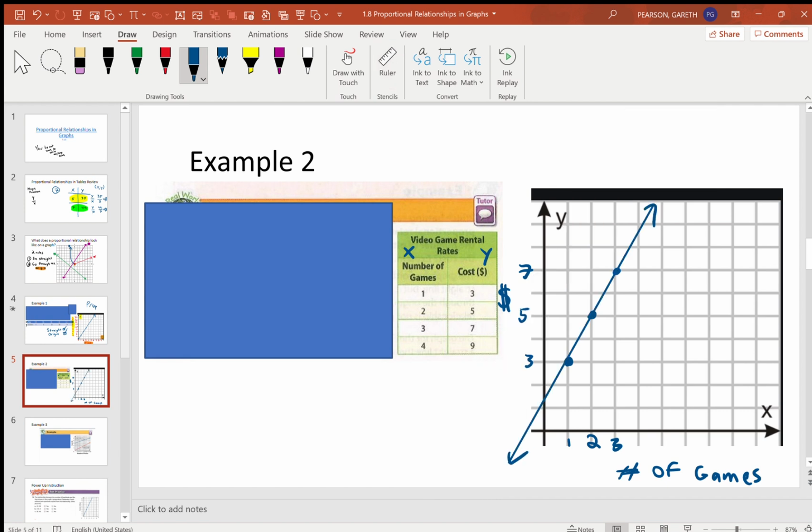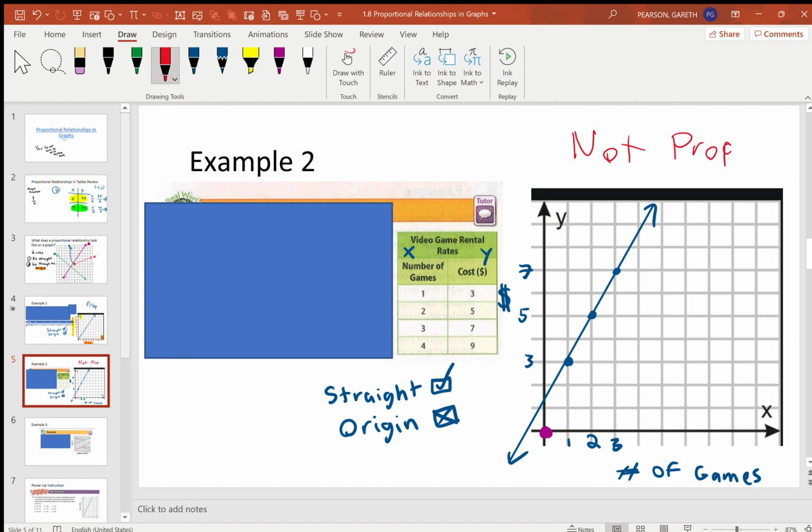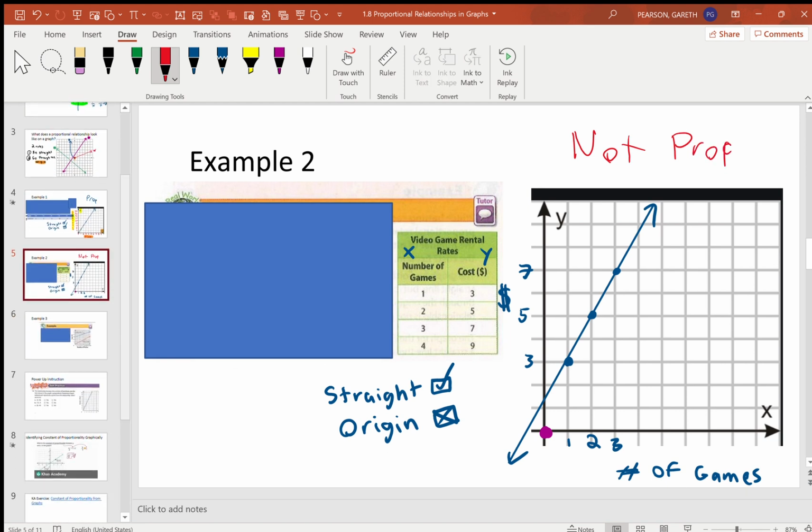Now, is this line proportional? Well, it's straight, so that's good, but does it go through the origin? That's the bit I'm not sure about, because the origin is right here. Now the blue line passes close to the origin, but it does not go through it. So this line is not proportional. That's really how easy it is. You just have to see if the line is straight and if it goes through the origin.